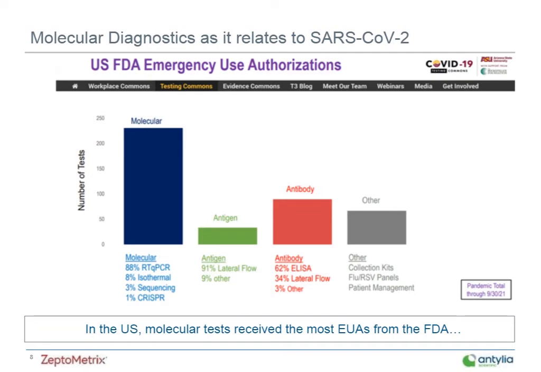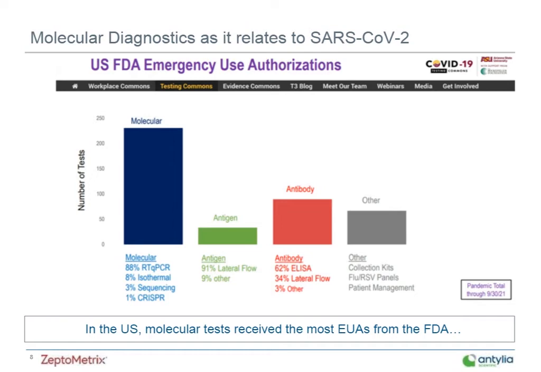So as you can see, the blue box on the graph, number of tests is on the y-axis, and the blue box is molecular tests. Over 200 molecular tests received EUA from the FDA during the pandemic, by far leading the pack in the United States. You can see antigen and antibody tests also bringing up the rear there.